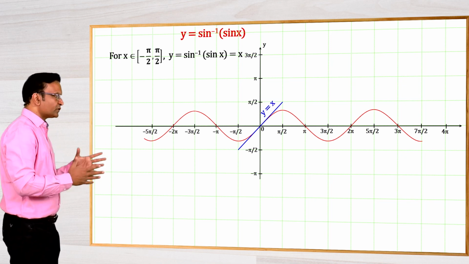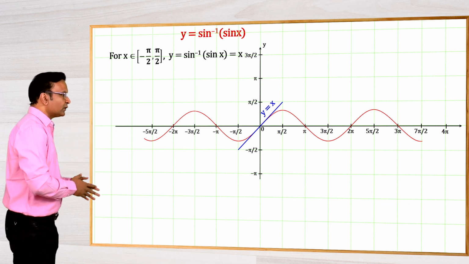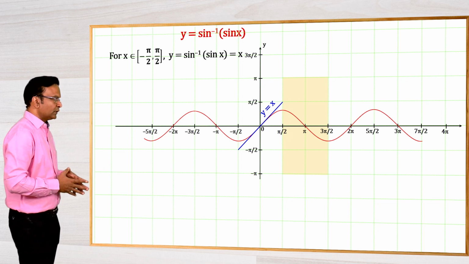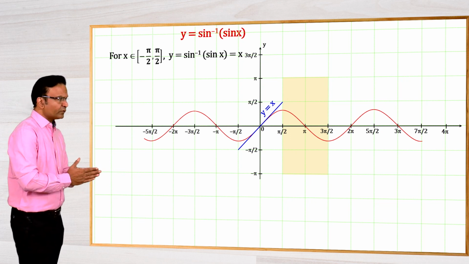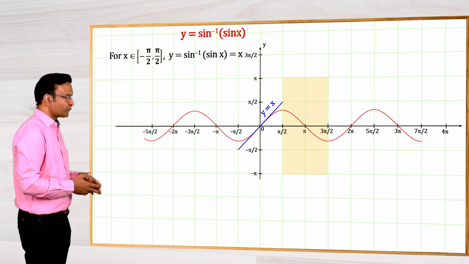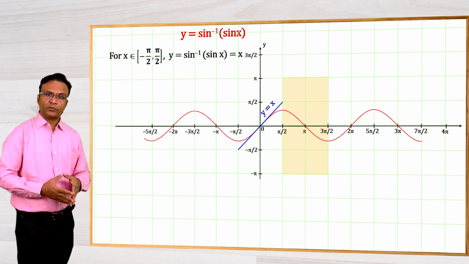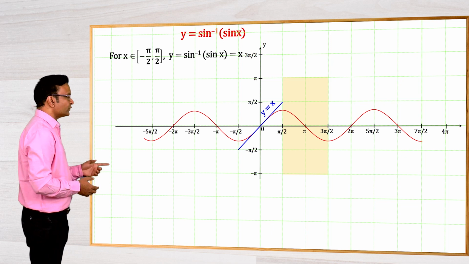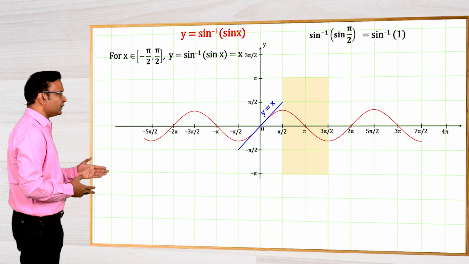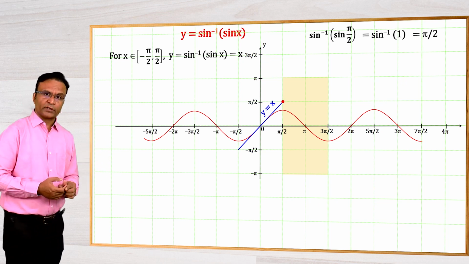This part of the graph is y is equal to x. Now we will consider interval x belongs to pi by 2 to 3 pi by 2. To draw the graph for this interval, we will take some points. First take x is equal to pi by 2. For this value, sine inverse of sine pi by 2 is equal to sine inverse 1. This is equal to pi by 2. So we have point pi by 2 comma pi by 2 on the graph.